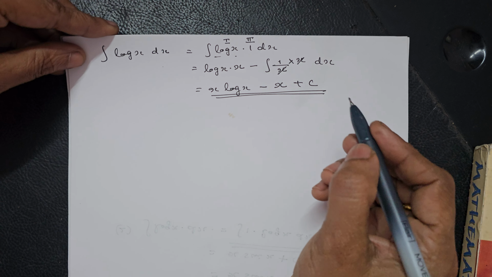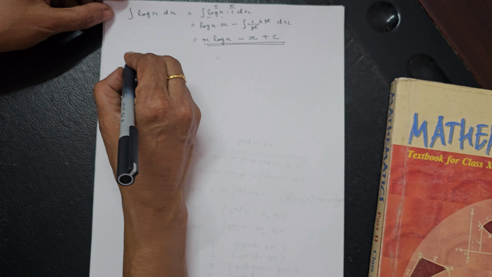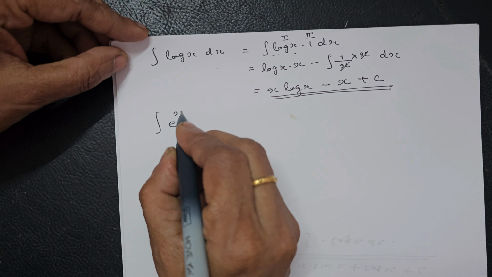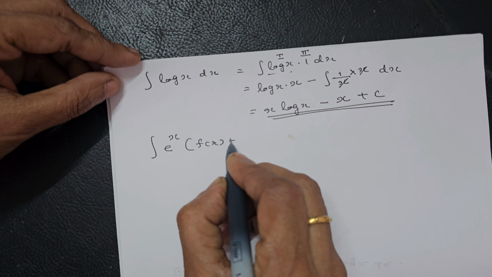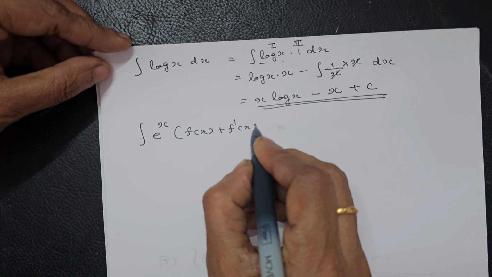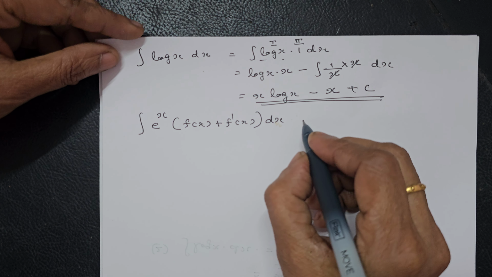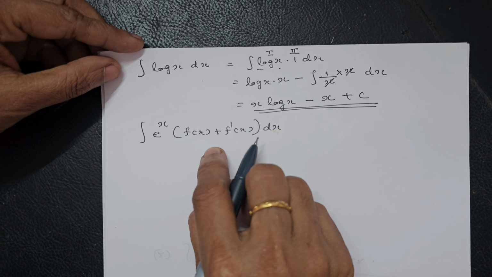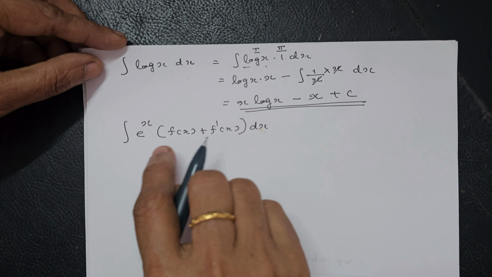Now there is a special integral that comes under this one. That is again a very important category. If e raised to x into f of x plus f dash x dx comes in this particular manner, you don't have to go for the usual method. Actually, it is e raised to x into f of x plus e raised to x into f dash x, so it is a by parts rule.